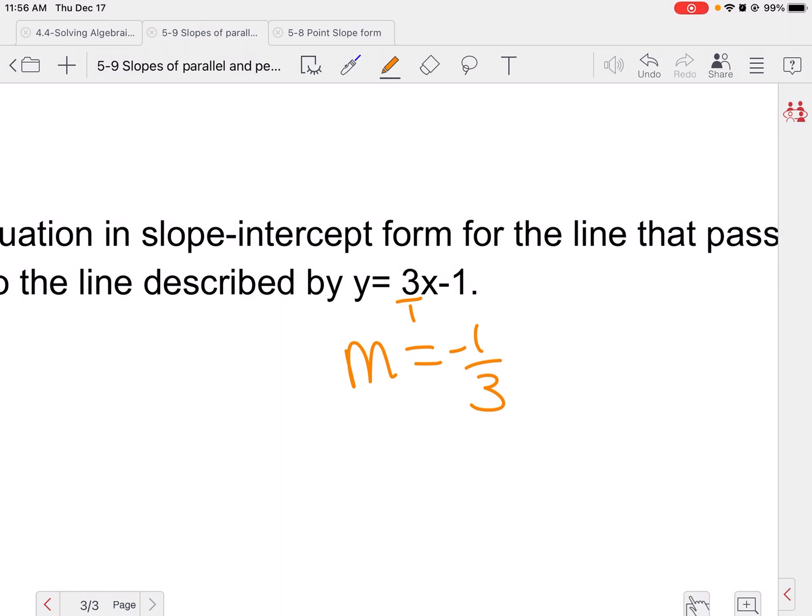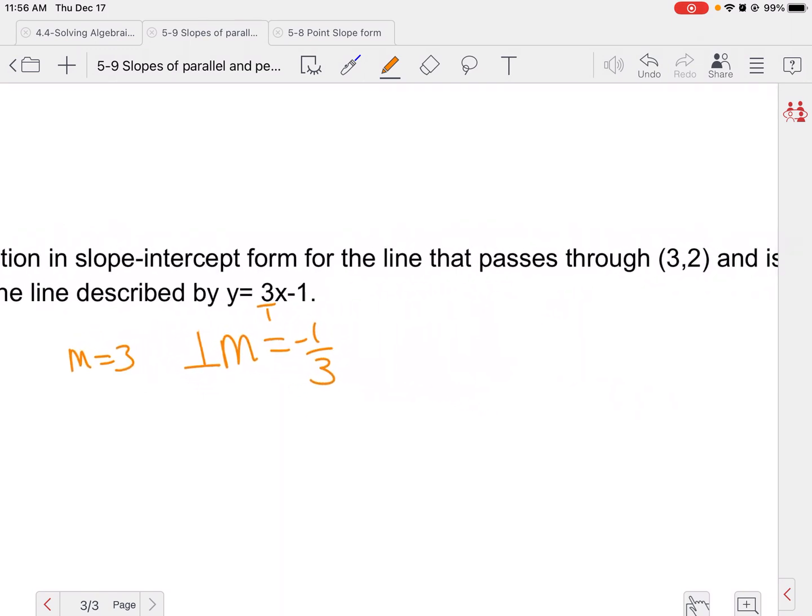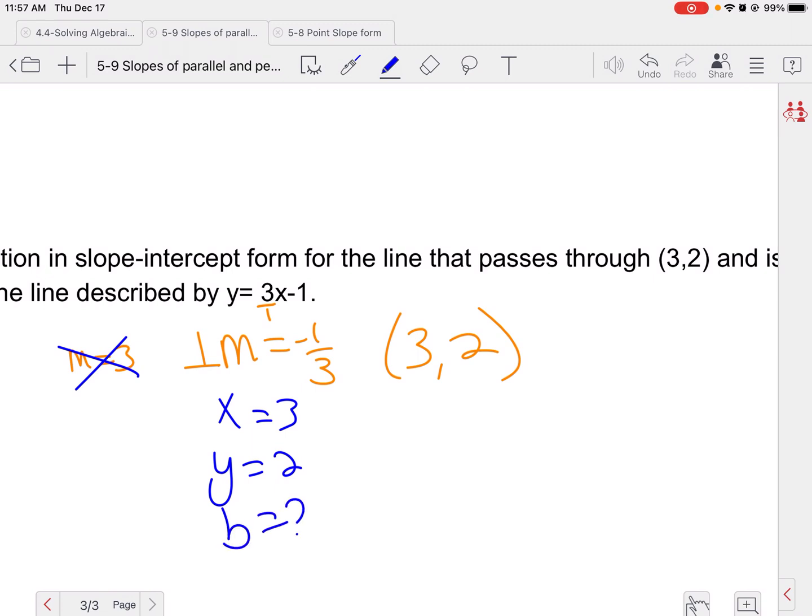A lot of times I'll write m equals 3, and then I'll write the perpendicular slope is going to be -1/3. If that helps you keep organized, you can do that as well. So we have our perpendicular slope and then our point (3, 2). Again, we're not using the m slope, we're using the perpendicular slope. So the perpendicular slope is -1/3, x equals 3, y equals 2, and b we don't know. So we're going to have y equals mx plus b.